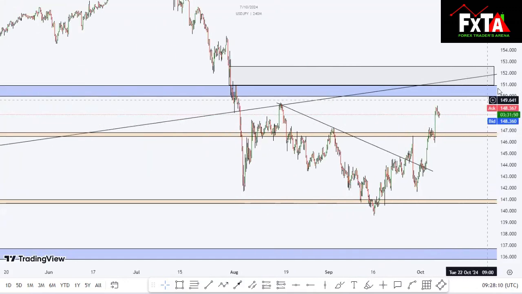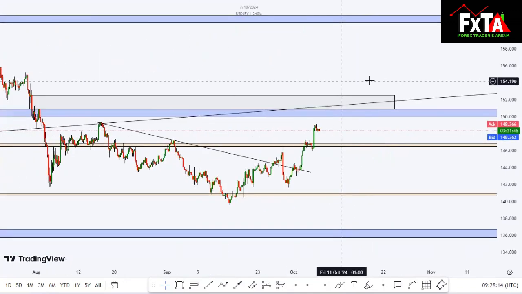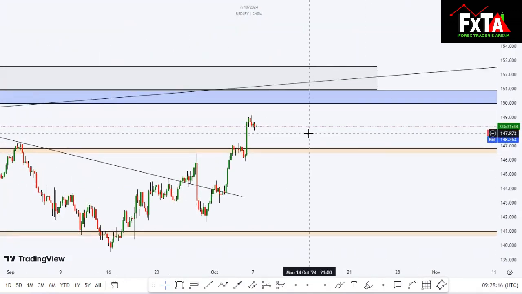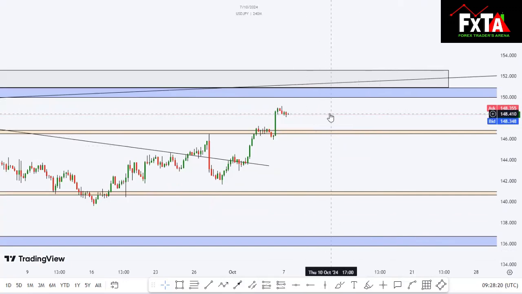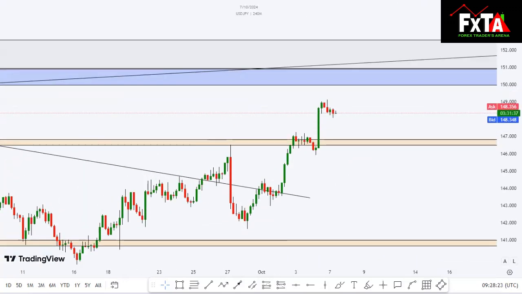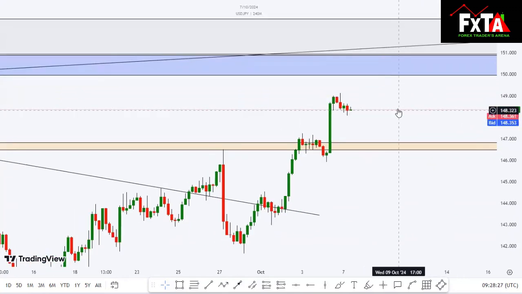So USD JPY, we should be looking for sales in the long run. There is a short-term buy trade that is coming up, but we should be looking for sales in the long run.